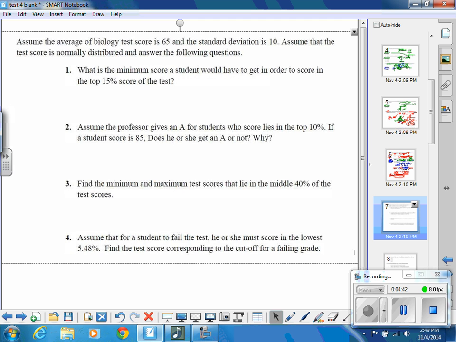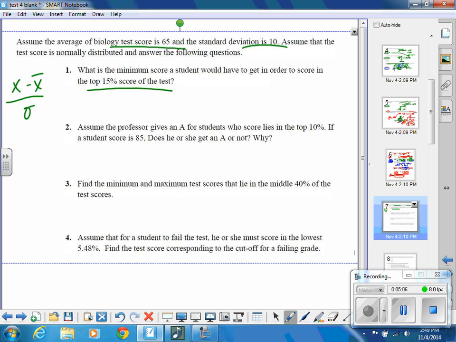Now, let's go ahead and do that, okay? So if we look here, they give us the average is 65, and the standard deviation is 10. It is normally distributed, so I'm, again, using that same formula of x minus x bar all over sigma, okay? Here they tell you, what's the minimum score, just like we found the minimum salary, for someone to be in the top 15%. Well, this is done a little different.